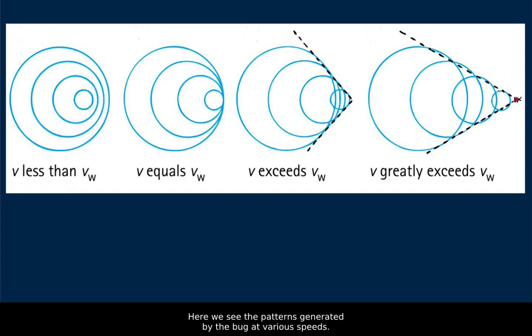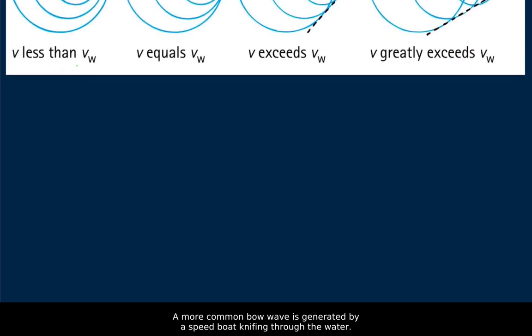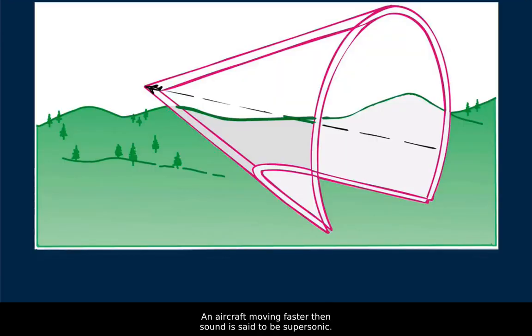Here we see the patterns generated by the bug at various speeds. Note that overlapping at the edges occurs only when the bug swims faster than the wave speed. A more common bow wave is generated by a speedboat knifing through the water. An aircraft moving faster than sound is said to be supersonic and produces much the same, only in 3 dimensions.